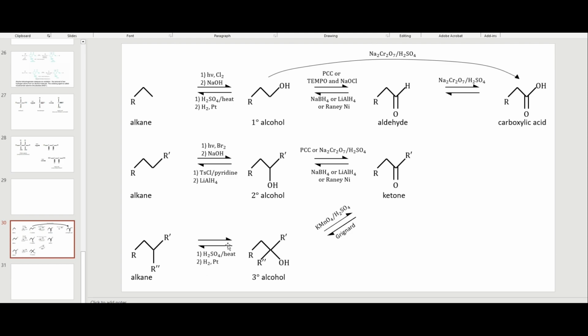So this is, as I said, just kind of a little cheat sheet of some of these popular reactions for doing these oxidations and reductions of alcohols.